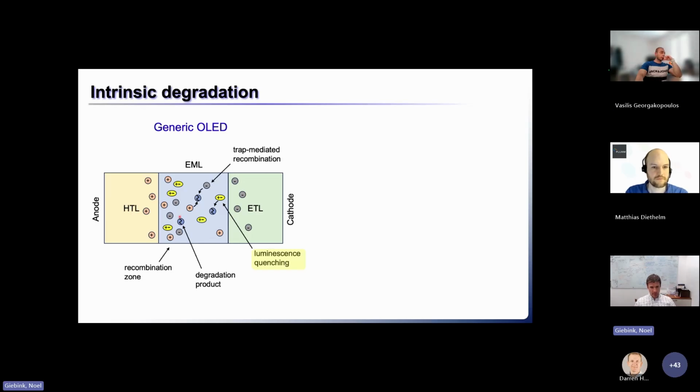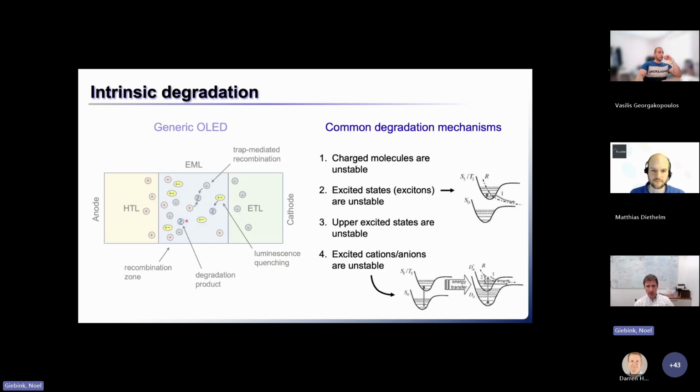Now, the question has always been, what are the processes that lead to the formation of these degradation products? And there have been a whole bunch proposed. I'm going to focus on four that we think are especially important. The first one is that charged molecules are unstable. We always have charged molecules in OLEDs because we're conducting electrons and holes. So we've always got cations and anions. And there's good evidence that in certain cases, things like the Alq cation, for example, are known to be unstable.